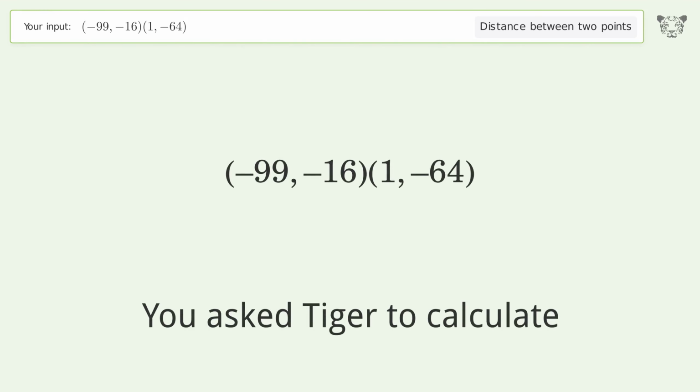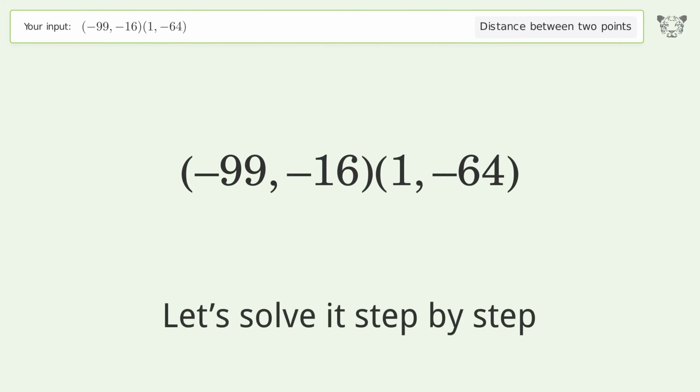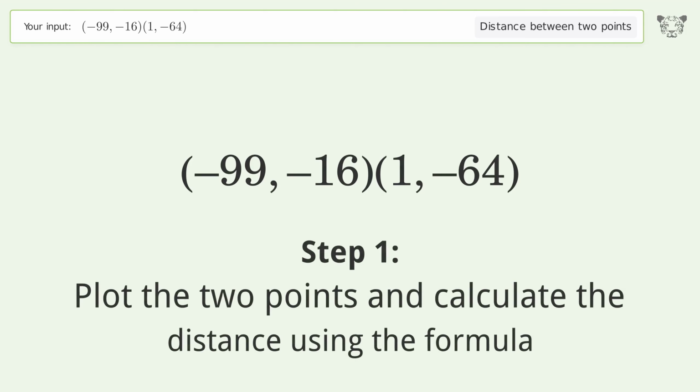You ask Tiger to calculate. This deals with the distance between 2 points. The distance between the 2 points is the square root of 12,304, or 110.923. Let's solve it step by step. Plot the 2 points and calculate the distance using the formula.